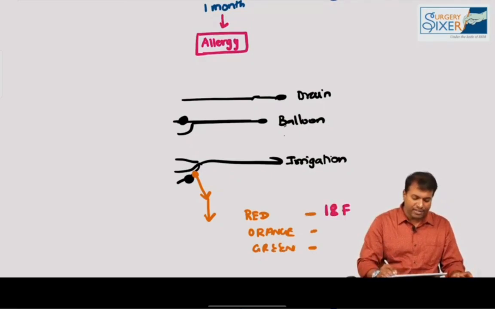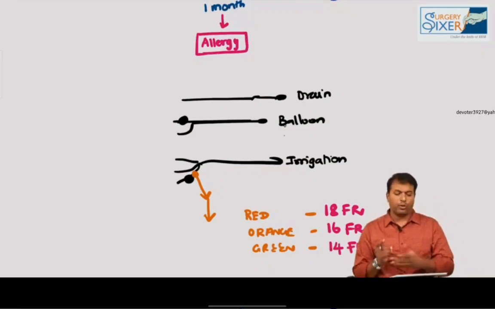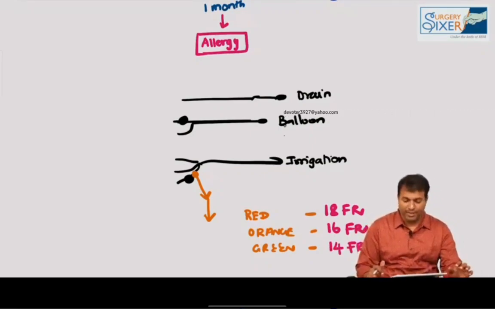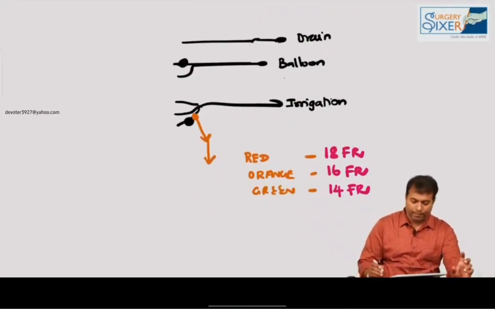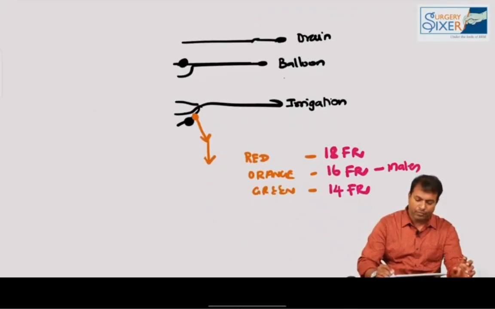Red is an 18 French catheter. Orange is a 16 French catheter. Green is a 14 French catheter. I'll show you all these catheters, don't worry. So red is 18 French, orange is 16 French, green is 14 French. Of these, 16 is usually used in males, and 14 is usually used in females.